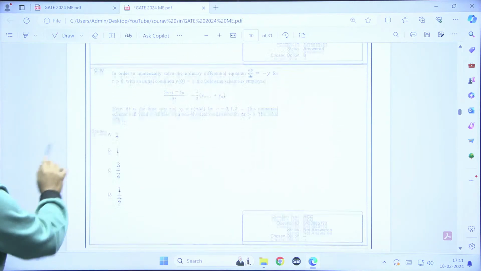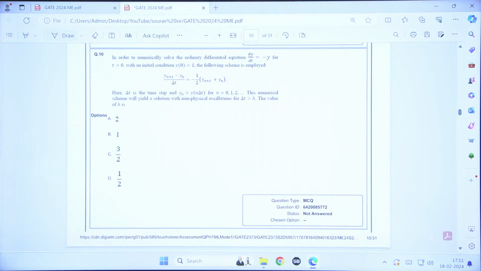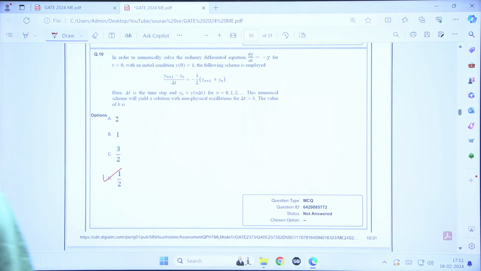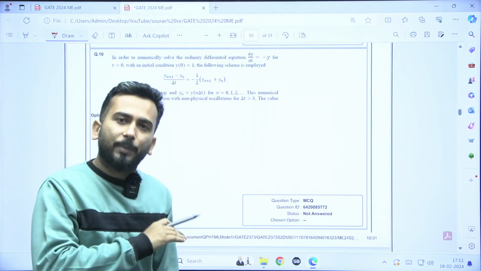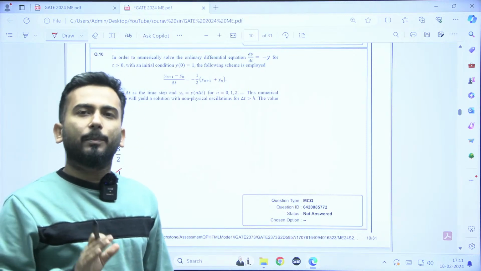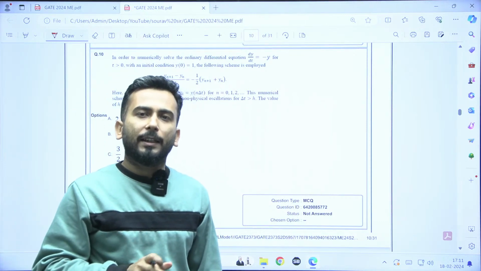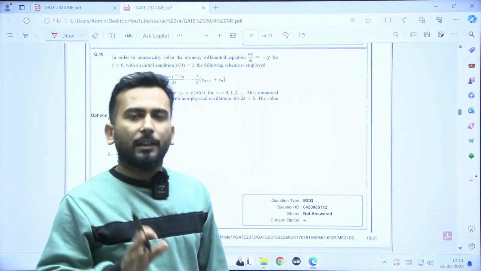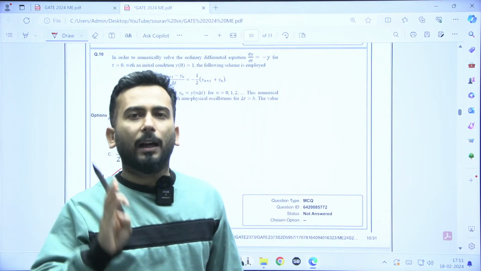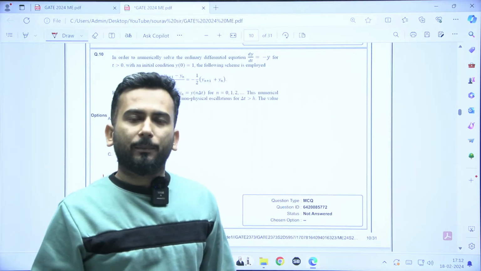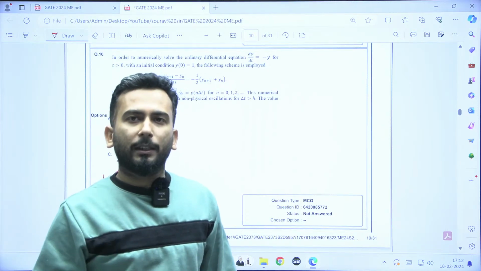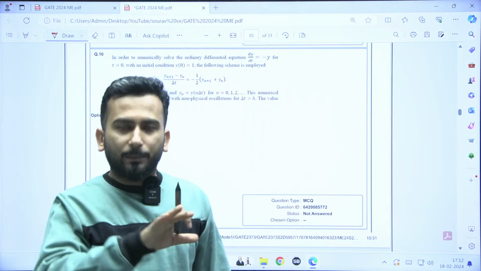Question 10, it's a question from numerical methods, and the correct answer for this is D, that is 1/2. My dear friends, questions based on this pattern are repeatedly coming in examinations. That means you know that for ODEs in numerical methods, we study Cauchy-Euler, RK method of order 2, order 3, modified Euler, forward Euler, backward Euler, right? This much we study.